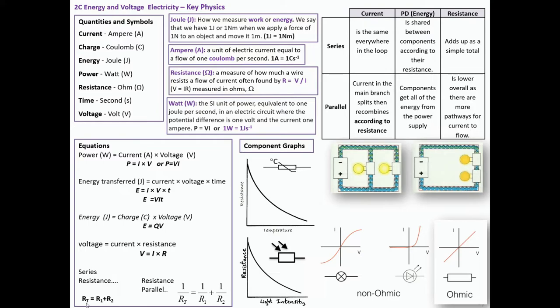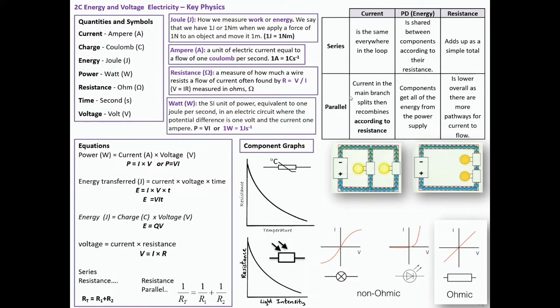So series resistance, the total resistance, you just add up the two resistors. But in parallel, the reciprocal of resistance is 1 over resistor 1 plus 1 over resistor 2. The key bit is, if the resistances are different, the current will be different in each branch.